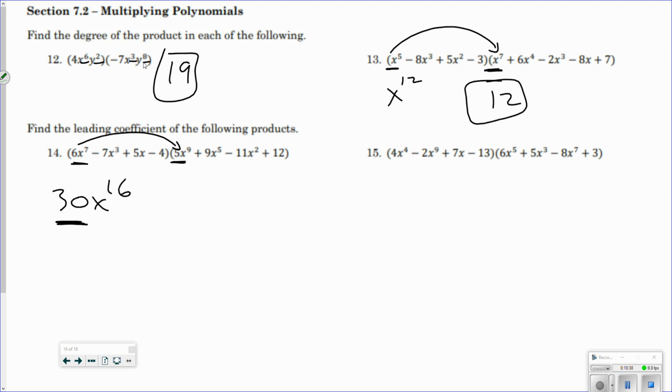Number 15, same thing. So I have negative 2x to the 9 and negative 8x to the 7th. Multiply them together to get 16x to the 16. So I have a degree of 16 with a leading coefficient of 16. Good? Great.